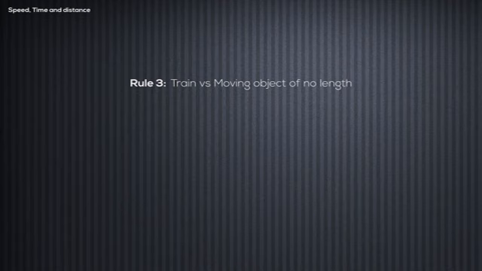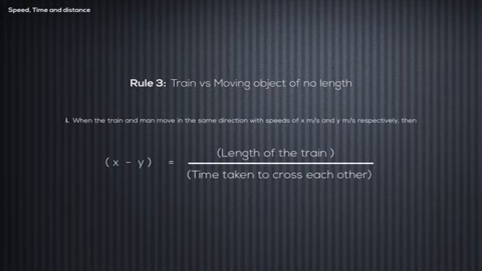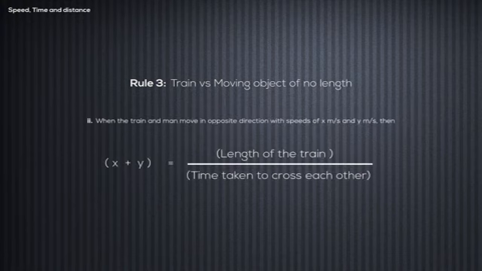Rule number 3. Train versus moving object of no length. Time taken by the train of L meters to pass a moving man is equal to the time taken by the train to cover L meters. When the train and the man move in the same direction with speeds of x meters per second and y meters per second respectively, then x minus y is equal to length of the train by time taken to cross each other. When the train and man move in opposite directions with speeds of x meters per second and y meters per second, then x plus y is equal to length of the train by time taken to cross each other.